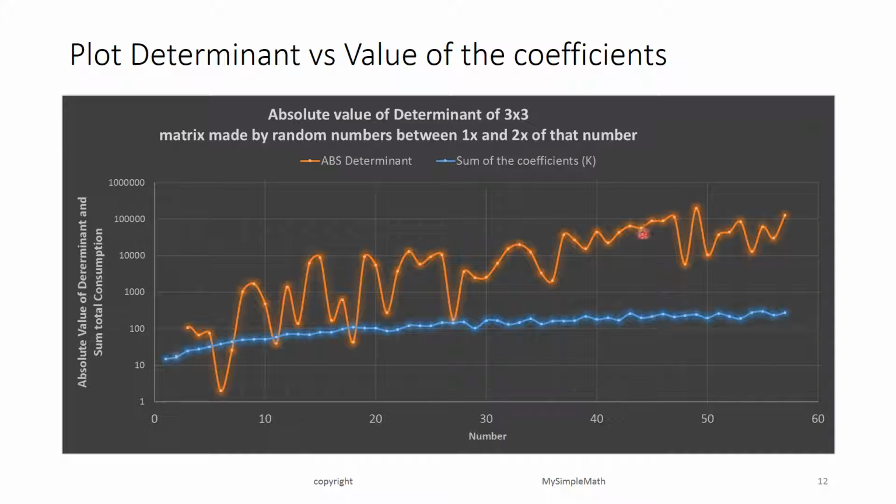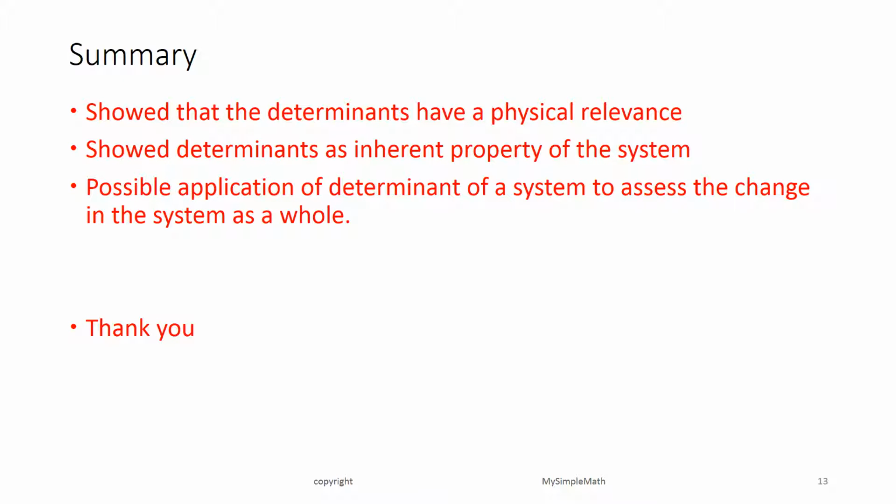It's just a characteristic that we could probably use at a different location. In addition, the determinant can go down to 0. The determinant can go down here, it's 1, but the determinant can go down to 0 even when all the values are positive. So in summary, I've shown that the determinants have a physical relevance. I showed that the determinants are an inherent property of the system, and used a possible application of a determinant to a system to assess the change in the system as a whole. Thank you.